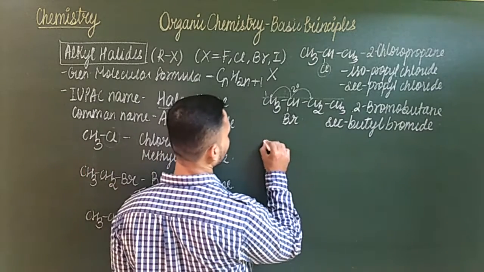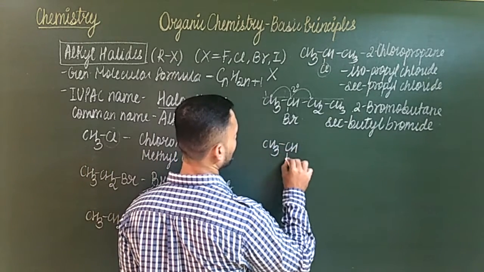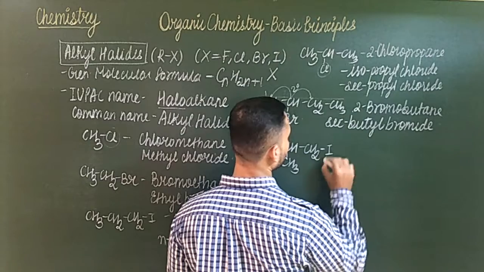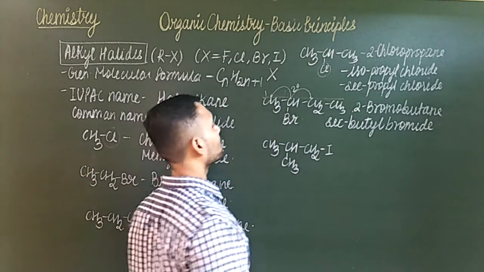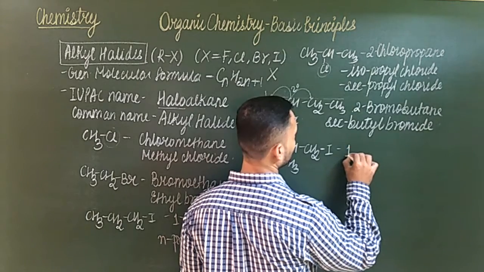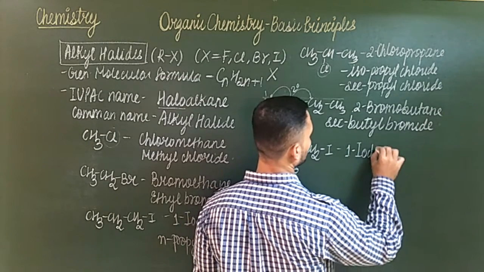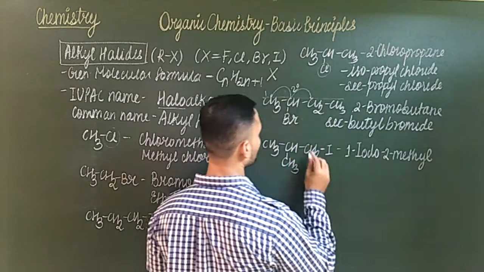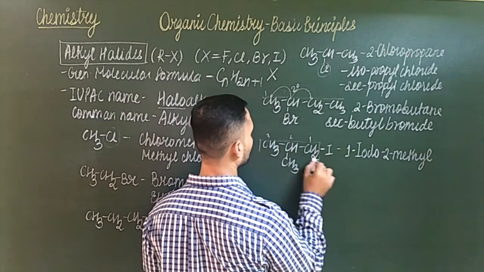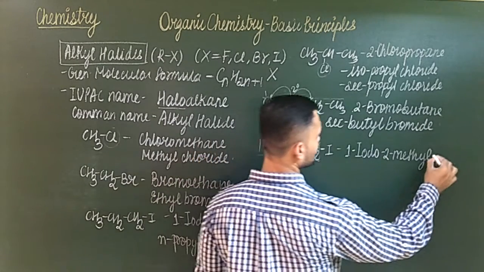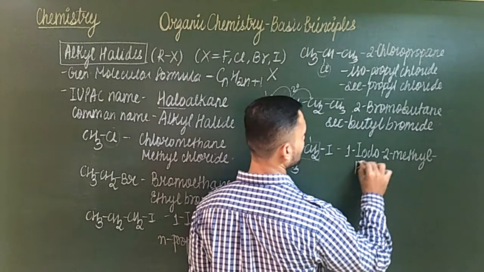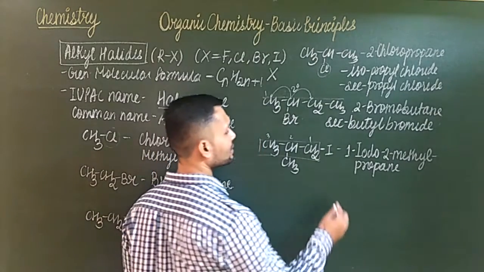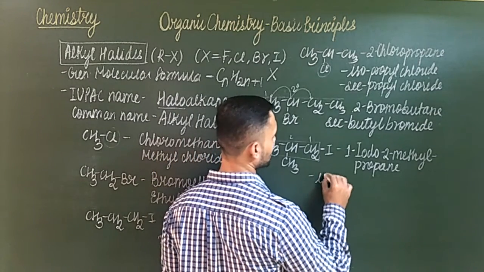Okay. Next one, it can be another isomer of 4 carbons. Suppose I am taking iodine here. So what should be the name? IUPAC wise, the name should be 1-iodo, alphabetically, 1-iodo 2-methyl. So 1, 2, 3 longest chain, and 1-iodo 2-methyl. I'll continue below, and this will be written as propane. 1-iodo 2-methylpropane.